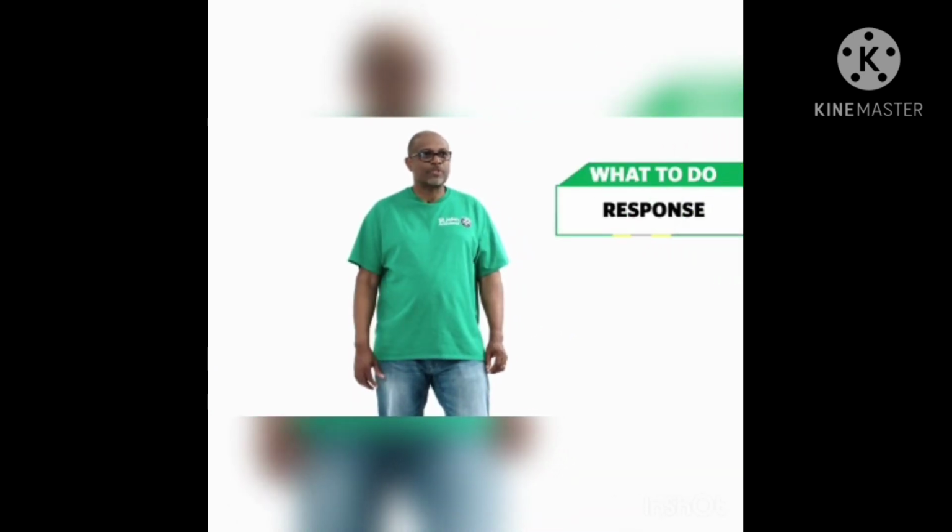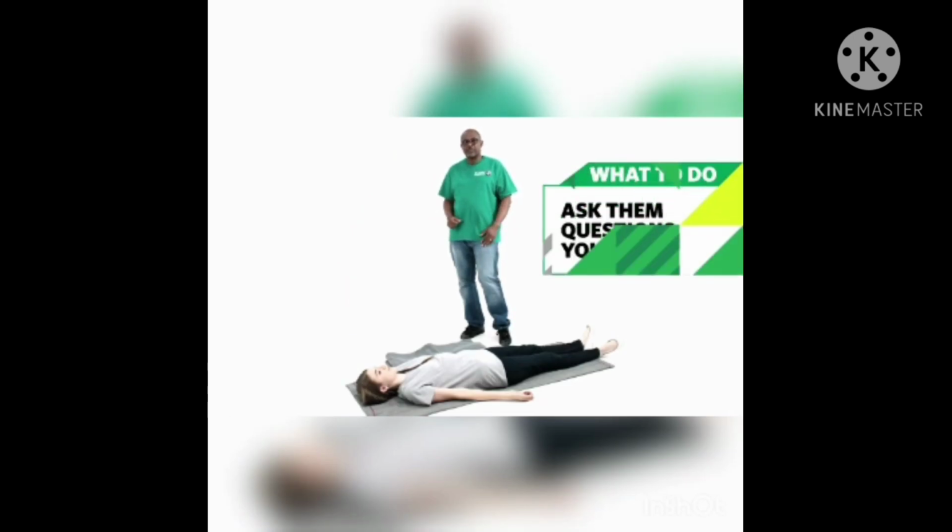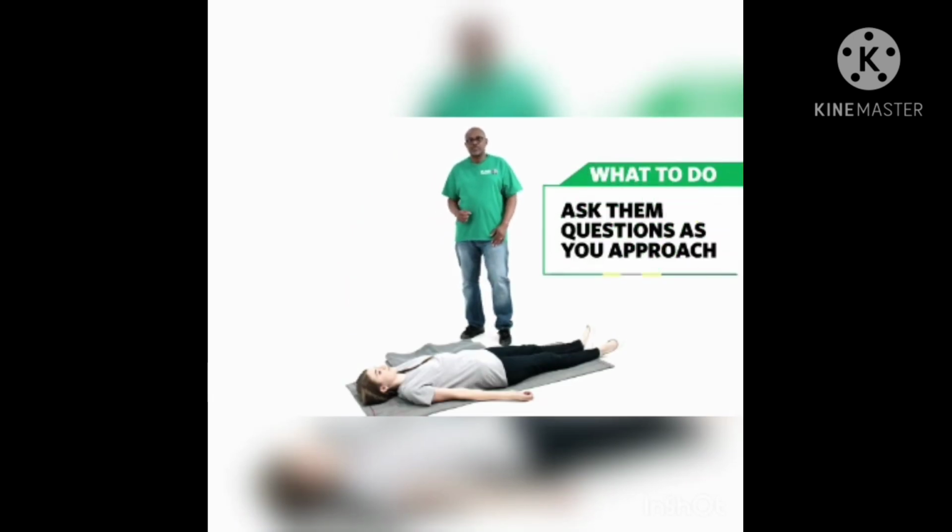So, when I see a casualty, first, I'm going to check for any danger to make sure it's safe for me to approach them. I don't want to become a casualty myself. Then I'm going to see if I can get a response from the casualty. As you approach, introduce yourself. Ask them questions to try to get a response.